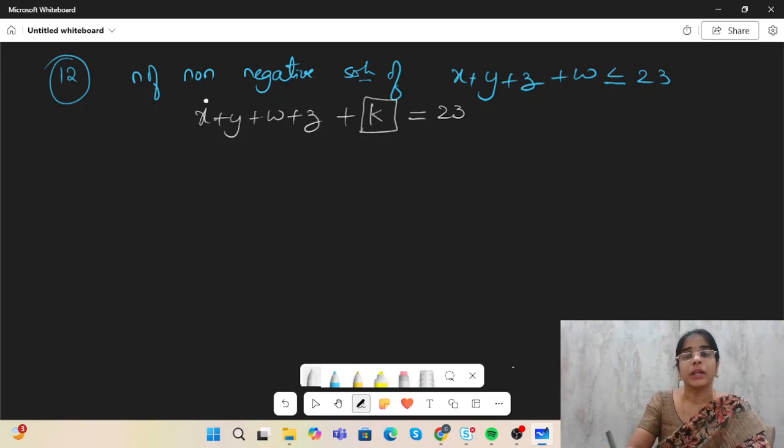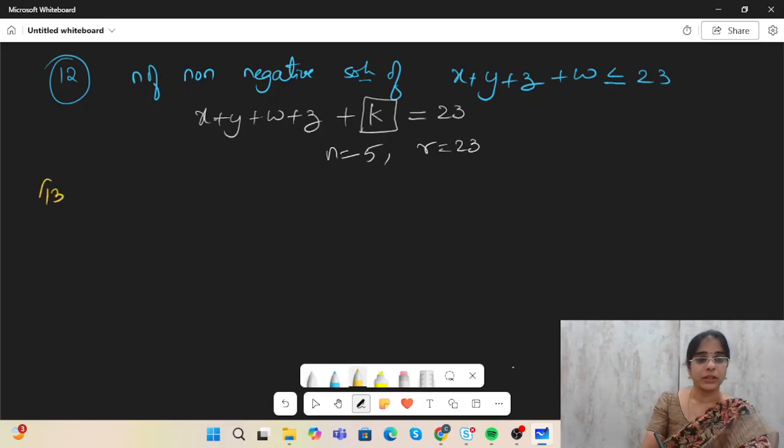No problem at all. Now you apply your n equal to what? 1, 2, 3, 4, 5. r equal to 23. Apply your multinomial n plus r minus 1 C r, right? That is your 12th question. Now 13.